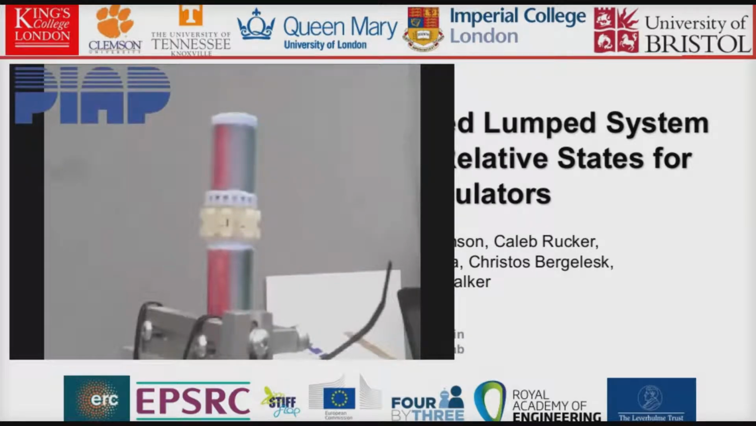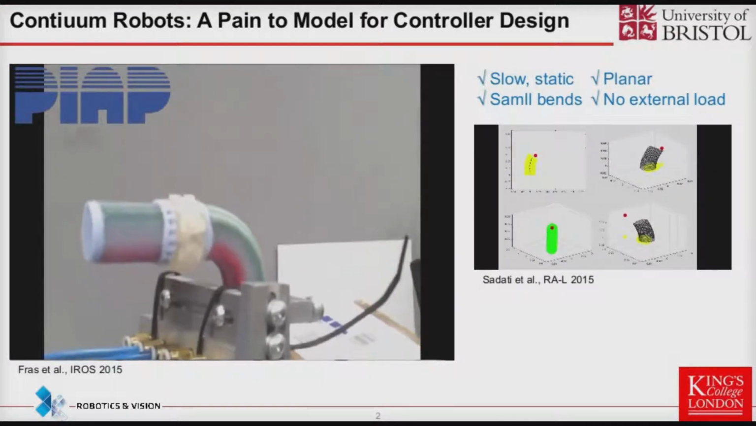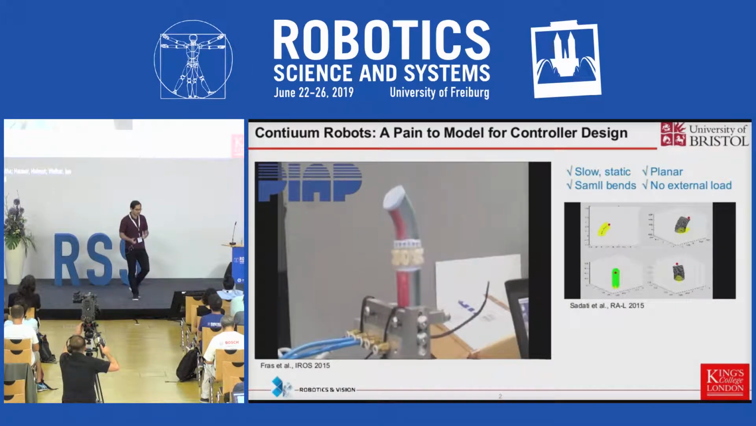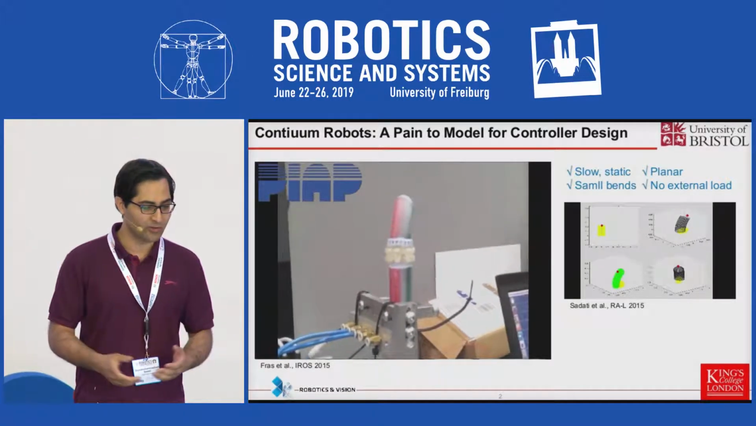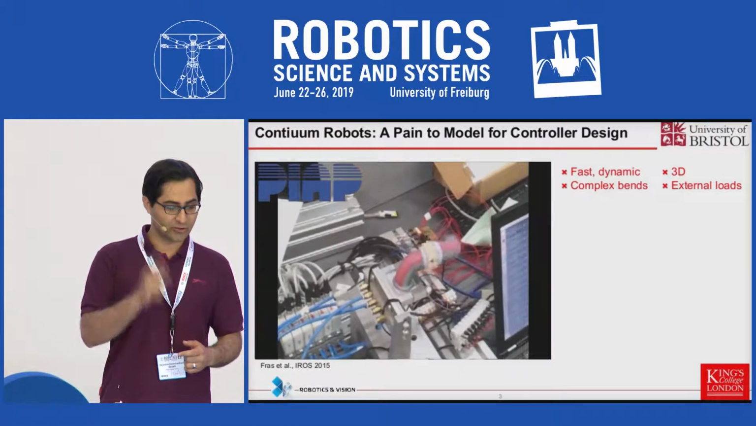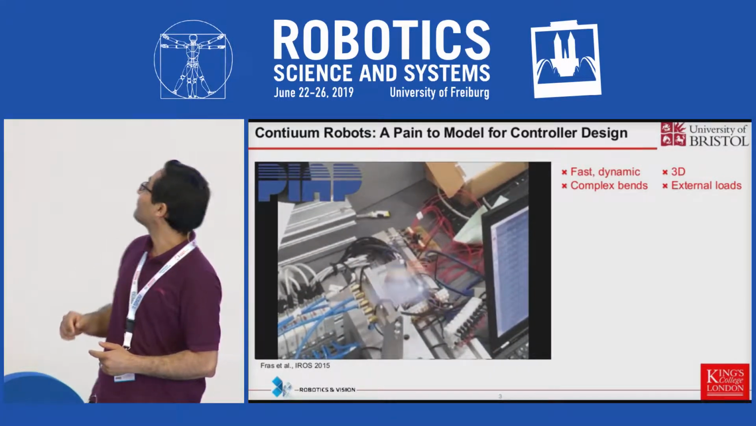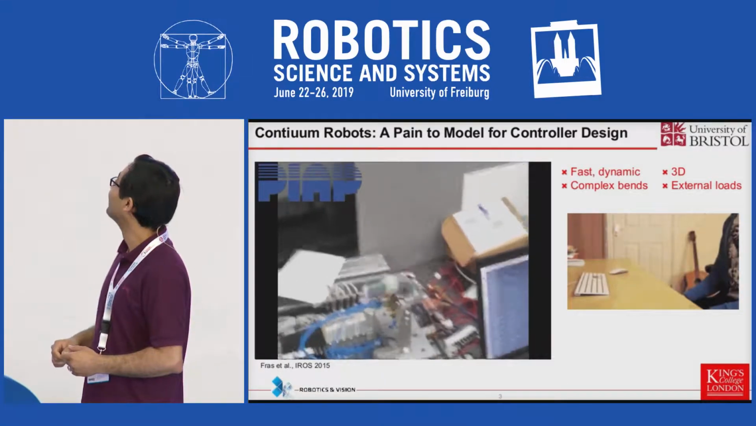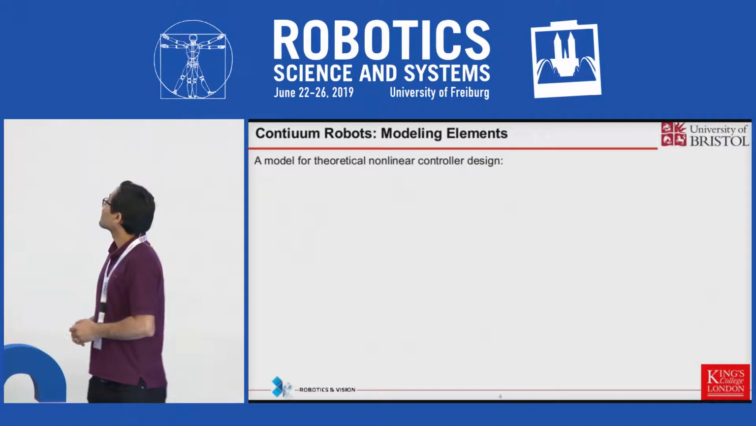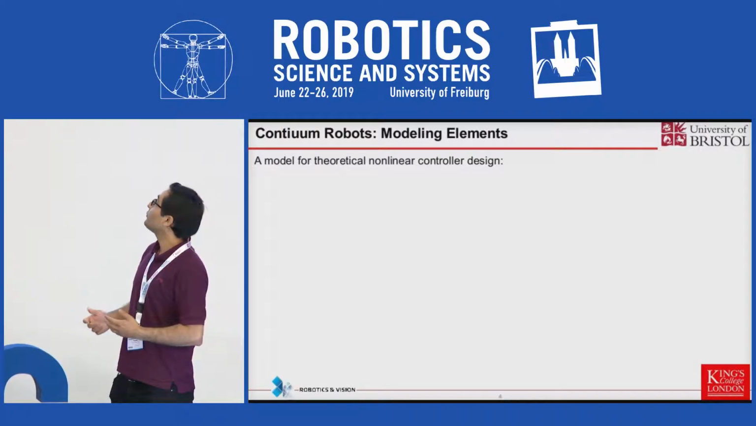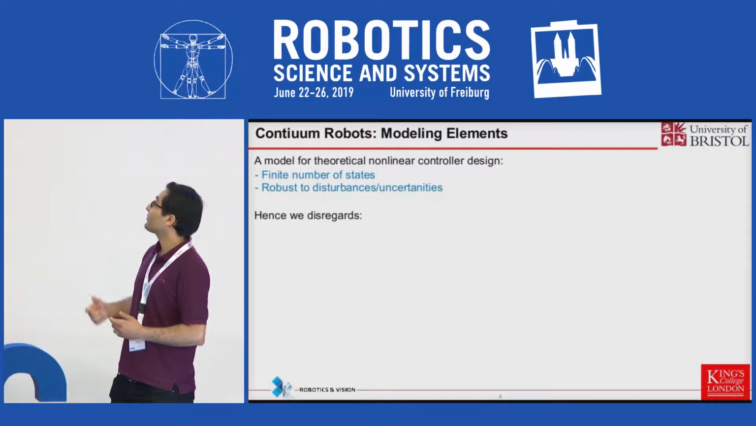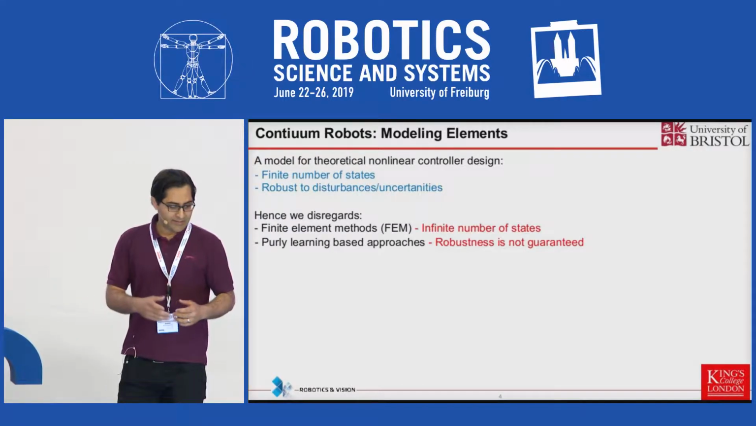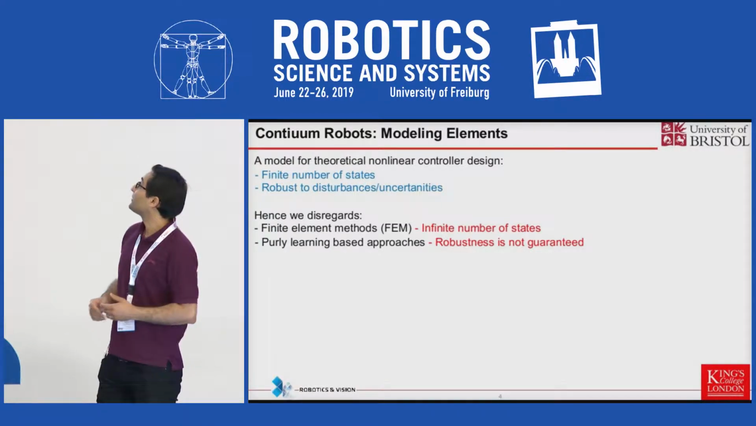Hi, I'm Hadi Sadati. Today I talk about reduced order versus discretization approach for modeling continuum manipulators. These creatures are a pain to model, especially when they start doing fast stuff, and that's the modeler state usually. So for a model to be useful for control, it needs finite states and robustness. So I disregard finite element approach and purely learning-based approach here.